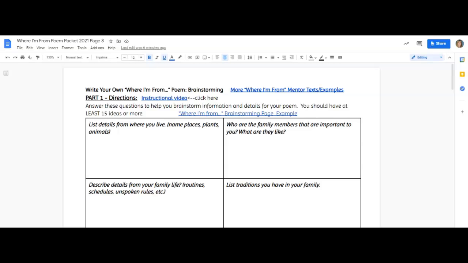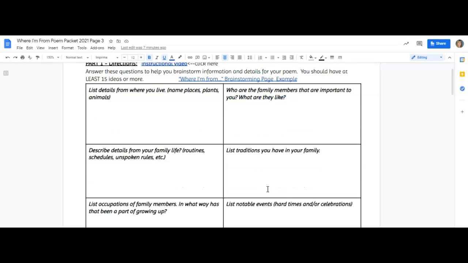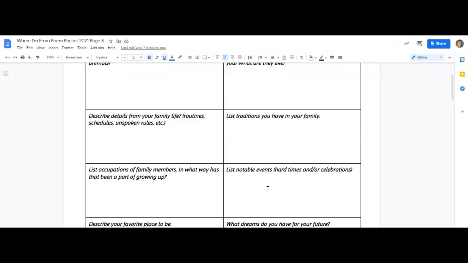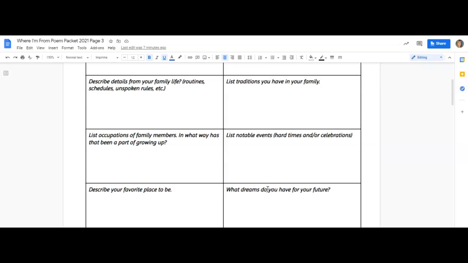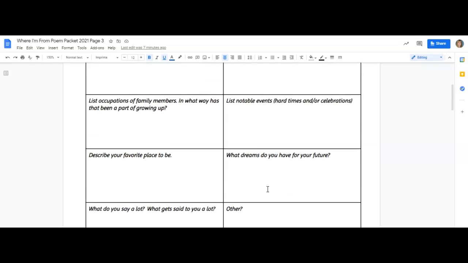At this point, you should have already read a few examples, one from the original author and a couple from other people who used that original poem as a mentor text and created their own with their own specific details. And then part one of the brainstorming you should have done, where you did this chart and hopefully you have a minimum, bare minimum, 15 ideas across these different prompts to try to get you going and thinking about all the things that have been important to your life and contributed to who you are.